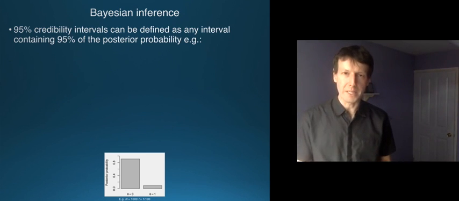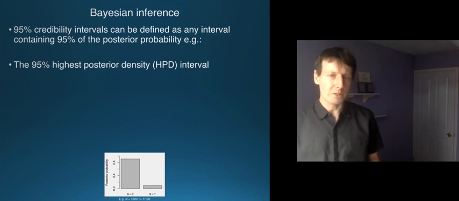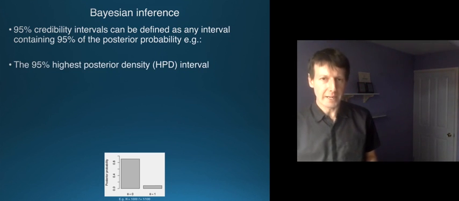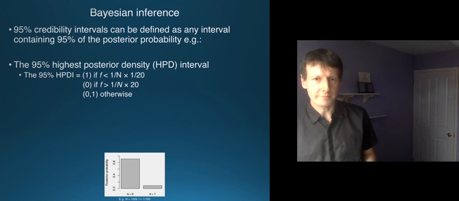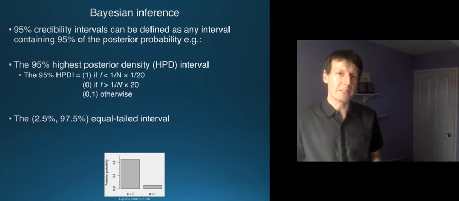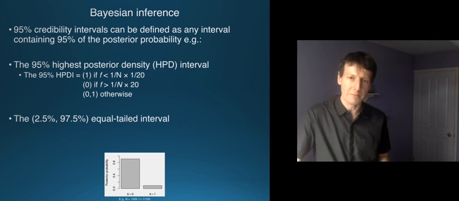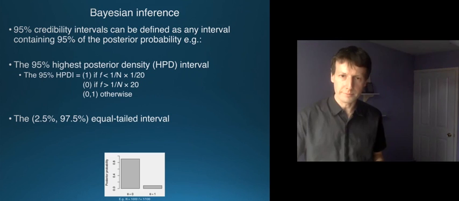Likewise, there are different methods for obtaining credibility intervals, which are the Bayesian equivalent of confidence intervals. They can be defined as any interval over that posterior containing 95% of the probability. The common ones that you'll see are the so-called 95% highest posterior density interval, HPD. You can work through this simple example and calculate what that would be. And the equal-tailed interval, and again a 95% credibility interval in this case would take the 2.5 and 97.5% tails of the distribution, those percentiles, and calculate what those are.